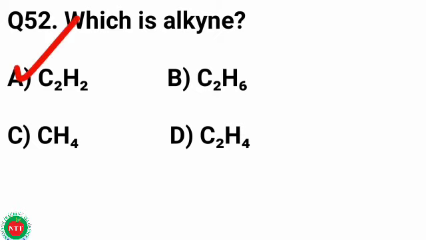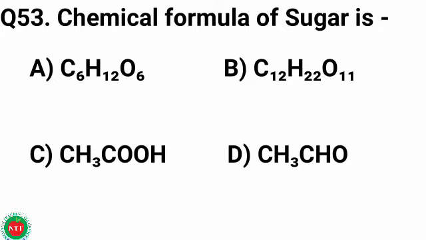Question number 53. Chemical formula of sugar is A. C6H12O6, B. C12H22O11, C. CH3COOH, D. CH3CHO. Option B is the right answer, C12H22O11.